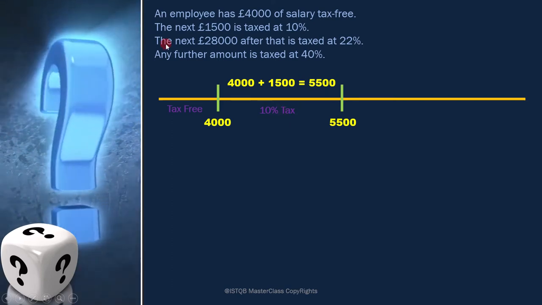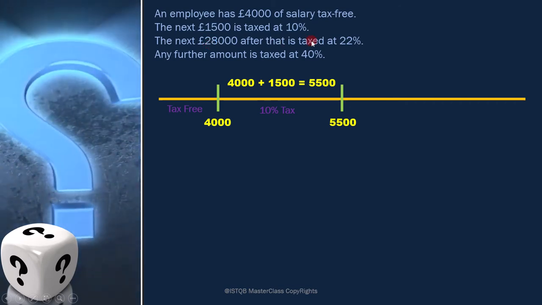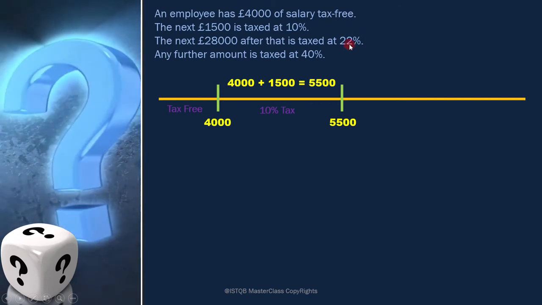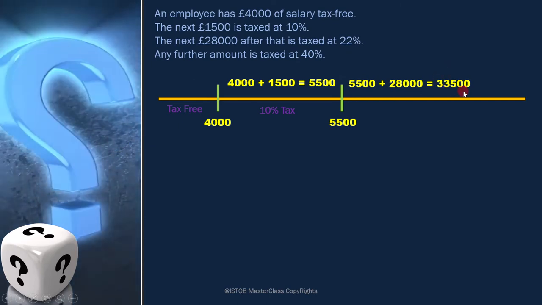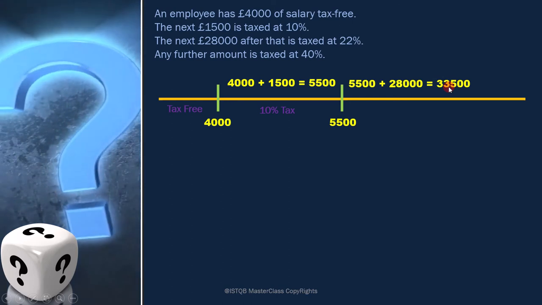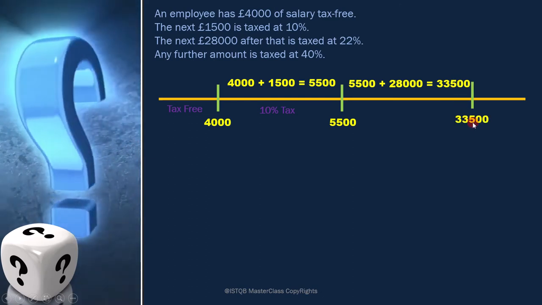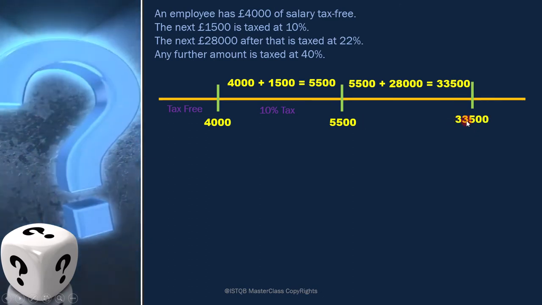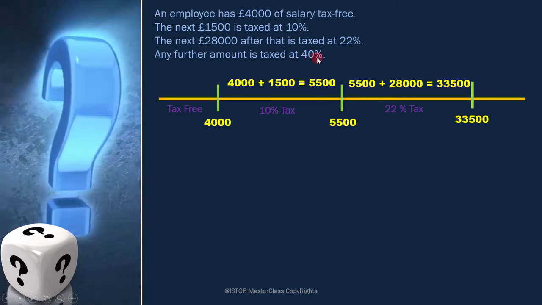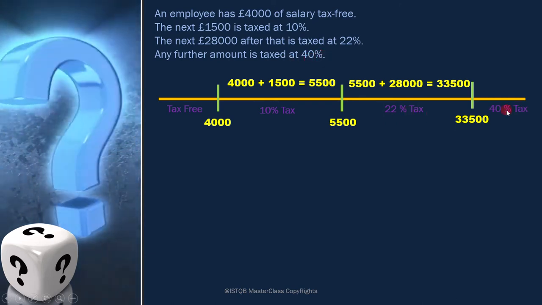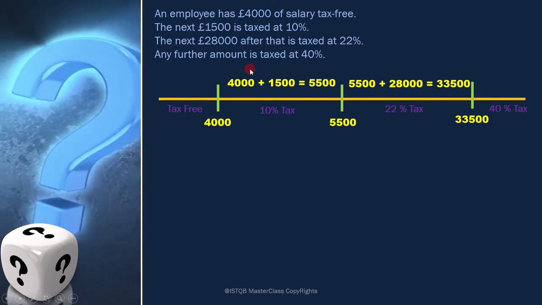Now, to find the next boundary, we have to read the third line. The next 28,000 after that is taxed at 22%. Now we have to add 5,500 and 28,000 to get the next boundary. 5,500 plus 28,000 is 33,500. 33,500 is the next boundary. From 5,500 to 33,500, the tax rate is 22%. Any further amount is taxed at 40%. That means above 33,500 is taxed at 40%. This is the boundary value diagram.